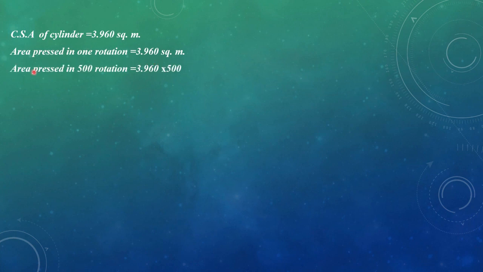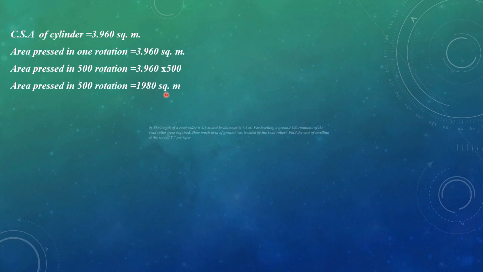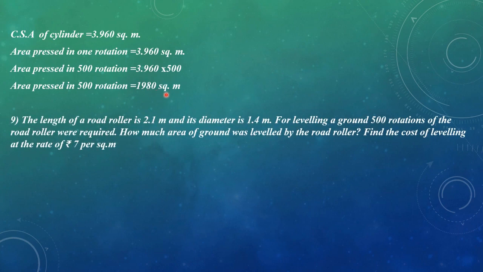Now area pressed in one rotation is equal to 3.960 square meter. Therefore area pressed in 500 rotation is equal to 3.96 multiplied by 500, and therefore the area pressed in 500 rotation is 1980 square meter. We will be doing a similar type of question, that is question number 9.